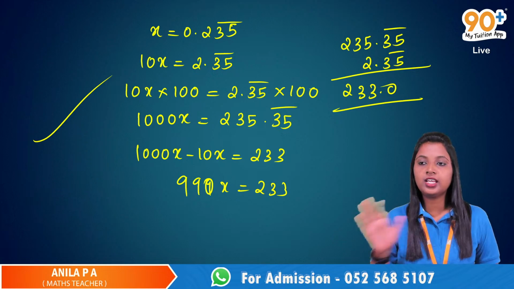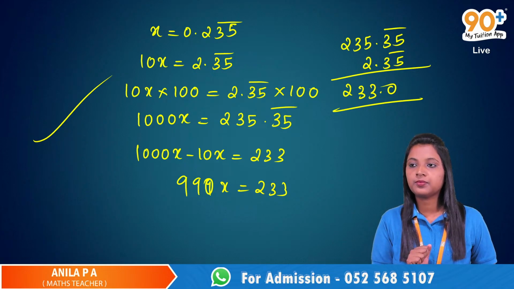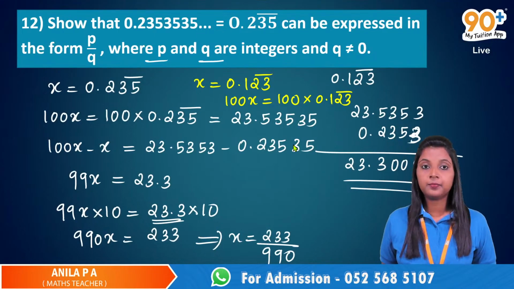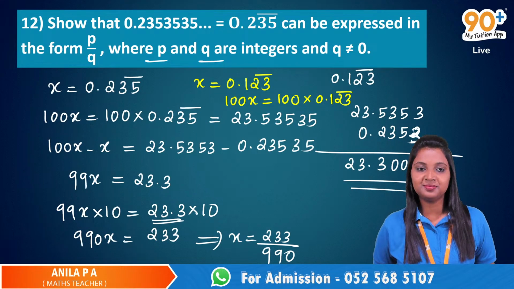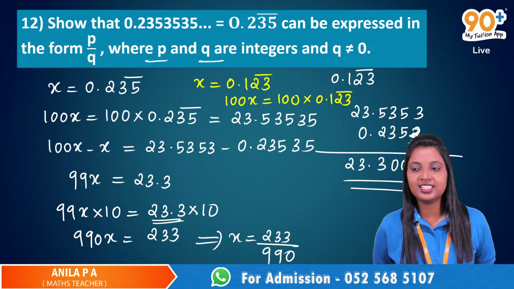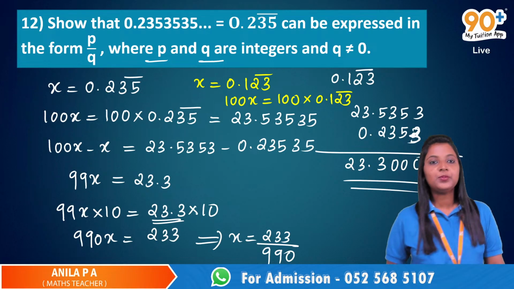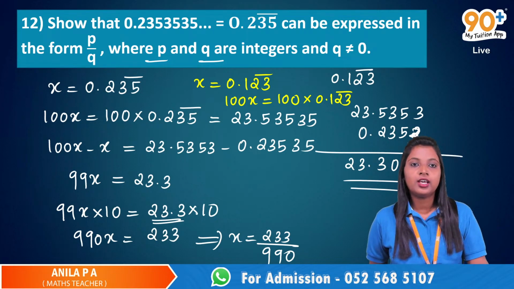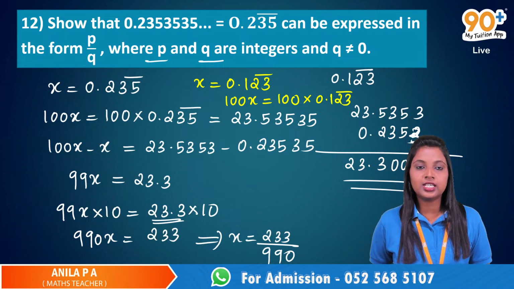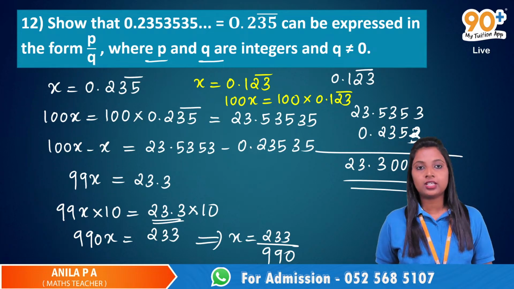Any other doubts? Can you go to the question? Yes, ma'am. Any doubts? What is your doubt? I don't quite understand this question. You have the 0.235 bar. It is not in this p by q form, right? It is a decimal. You have to convert it into a fraction. That is the question.